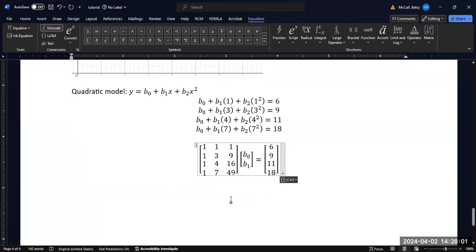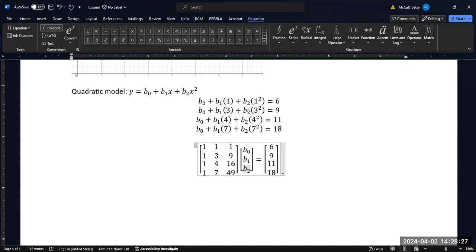But again, this is still too many equations to solve for. Actually, I would need a third component here. There we go, b squared, b sub 2. So I would have 4 equations and 3 unknowns, so overspecified still.